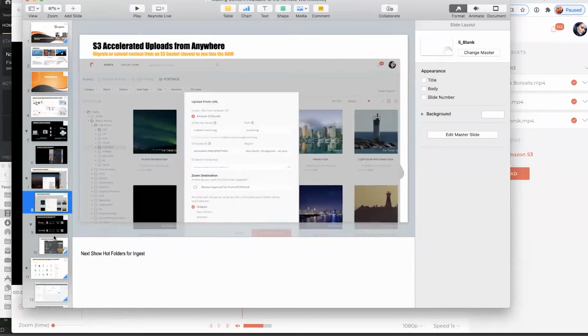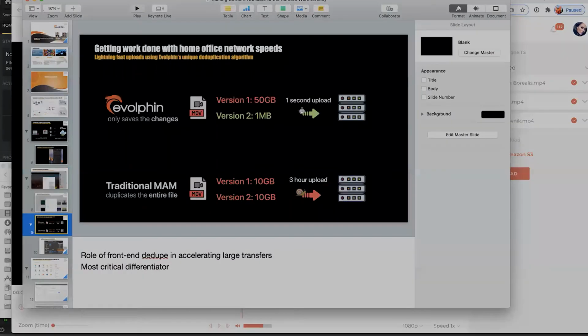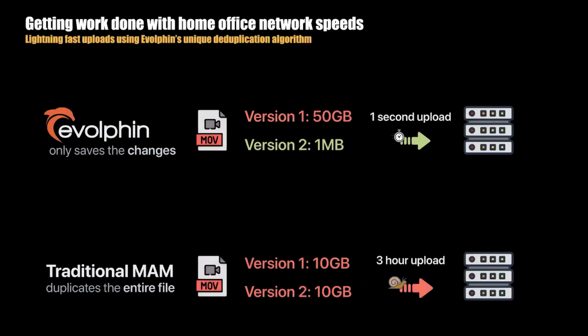All right, so moving on to the next feature. Now, this is probably one of our most useful features. It's called front-end deduplication. And we're probably the only MAM that truly supports front-end deduplication.